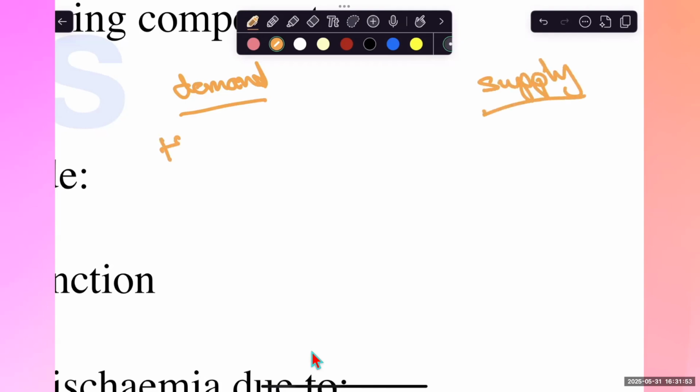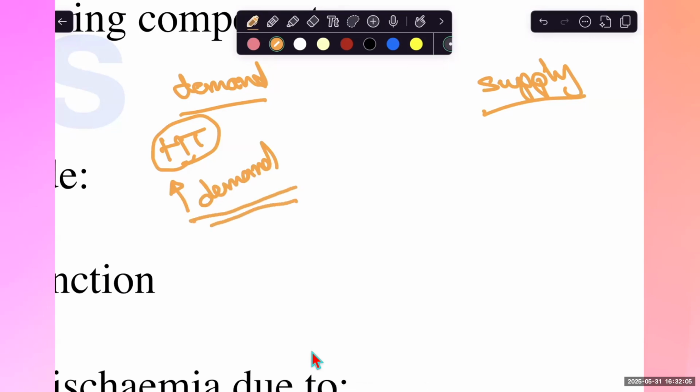Here we have hypertrophy. This hypertrophy will increase the demand. More muscle, more oxygen needed. But what about the supply? Supply: the coronary perfusion pressure is equal to diastolic pressure minus the LV end-diastolic pressure.